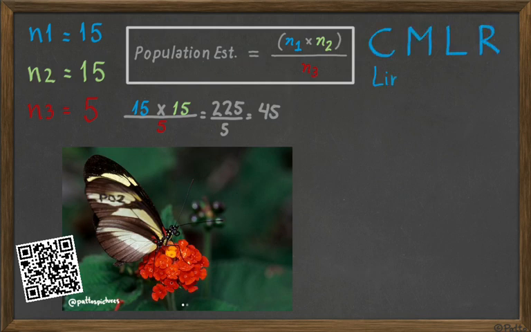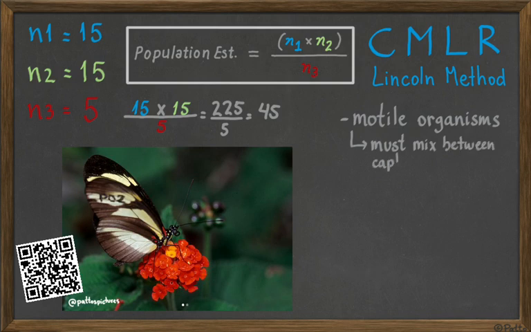Okay, so the capture-recapture method is also known as the Lincoln method, and what should we think? It is usable for motile organisms. Why? Because the organisms must mix between the captures. If you mark plants and then go back and they didn't mix around, the method is going to be biased and not going to be a good estimate of how many are in there.